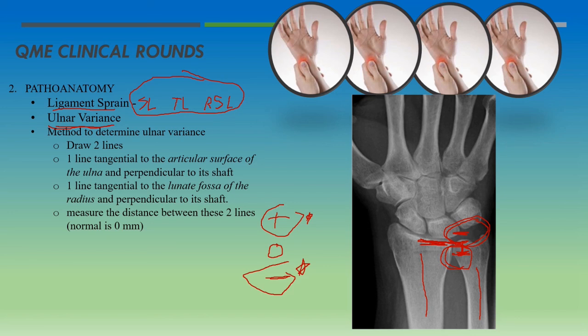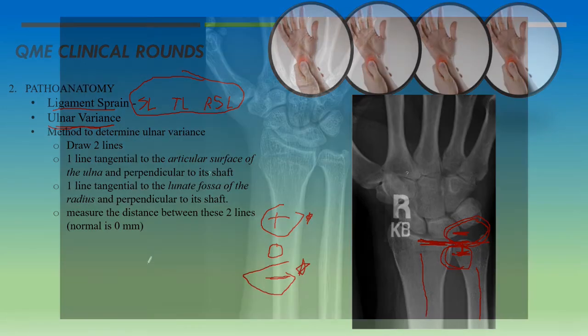So normally the distance between those two lines is 0. But in cases where the ulna line projects distally compared to the radial line, we have a positive ulnar variance, and where that line projects proximally compared to the distal radius, we then have a negative ulnar variance. Okay, so let's go through an actual x-ray image and make some of these measurements ourselves.